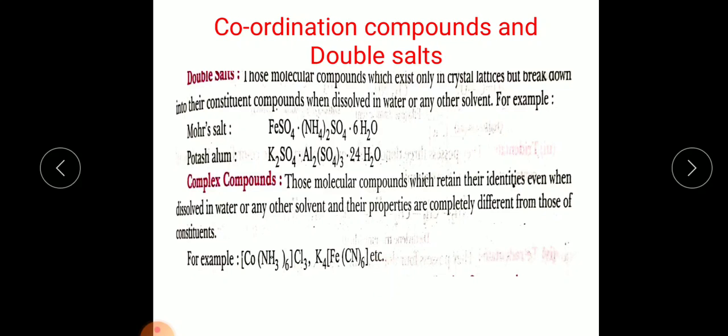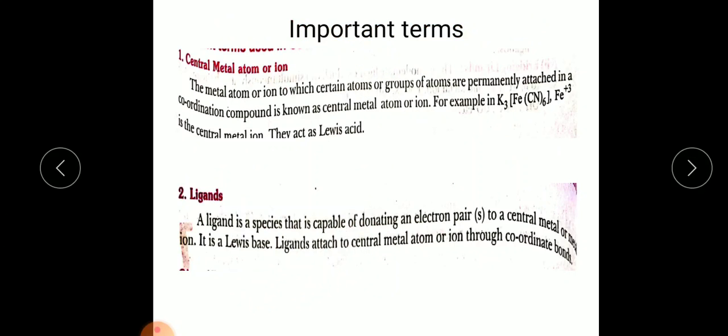In this chapter we are going to study such kinds of compounds. Now important terms related to coordination compounds. One is central metal atom or ion. The metal atom or ion to which certain atoms or groups of atoms are permanently attached in a coordination compound is known as central metal atom or ion. For example, in K3[Fe(CN)6], the central metal atom is Fe, and its valency is 3 plus, so it is known as a central metal ion.